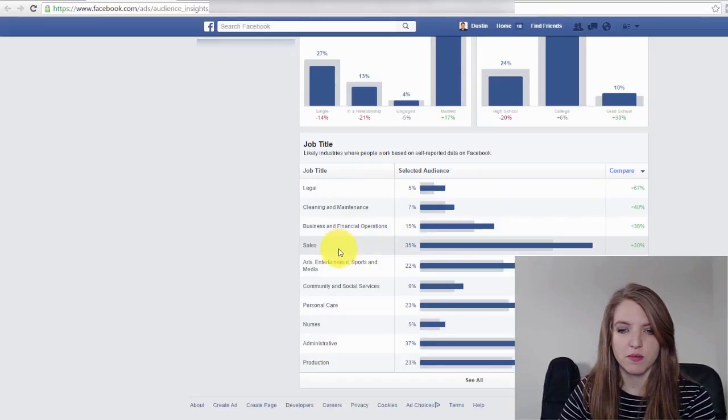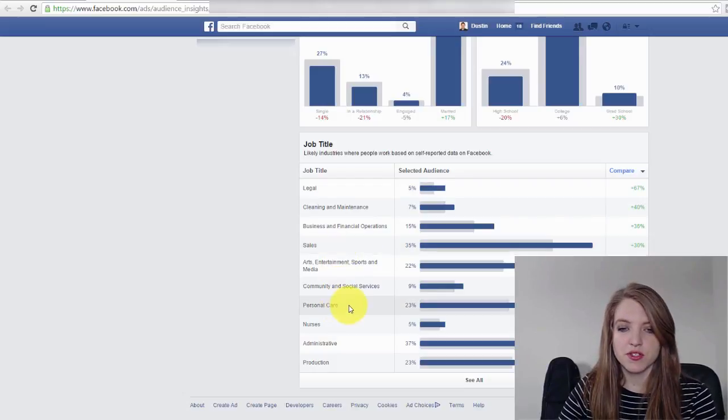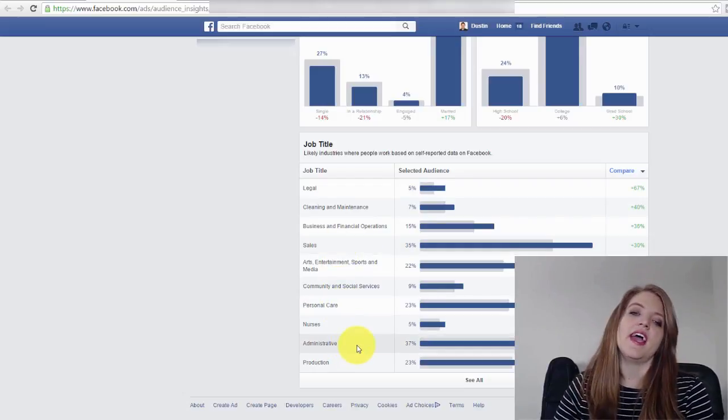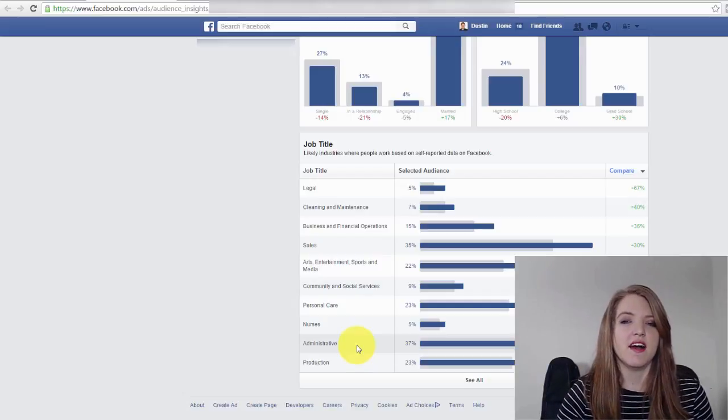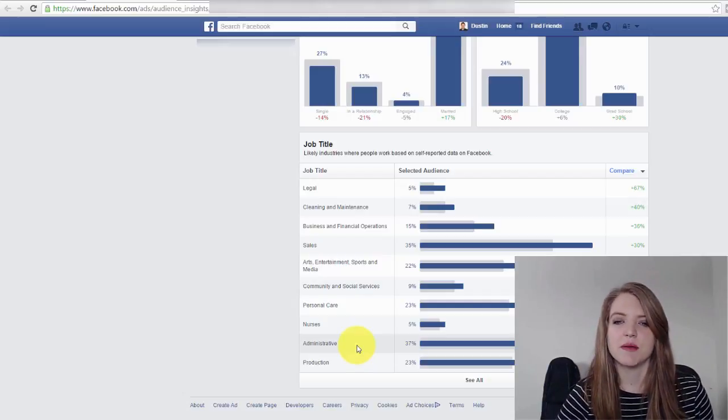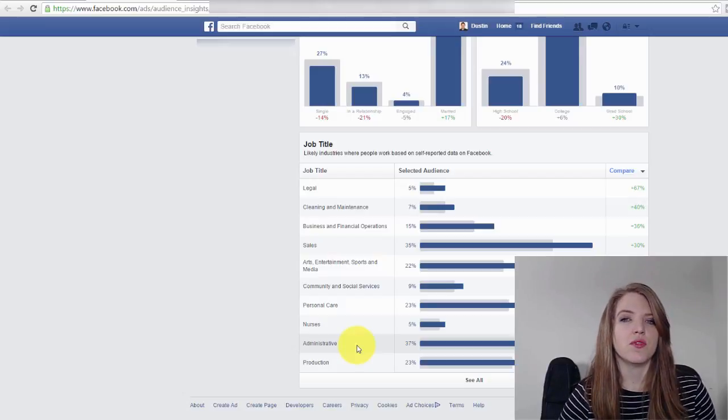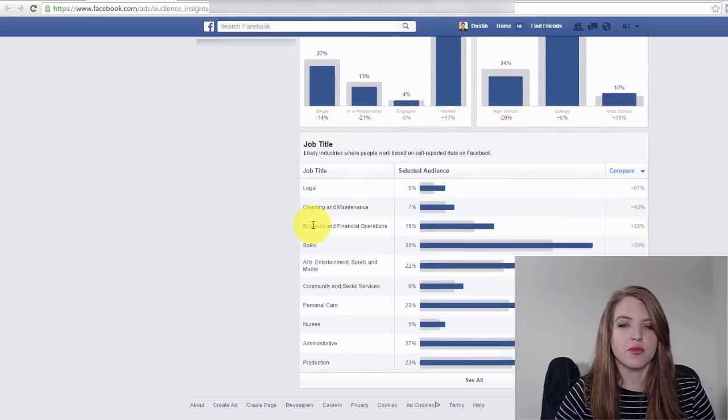So you can see a lot of people come from sales backgrounds, personal care, administrative, and knowing that information kind of just gives you an idea of the different types of situations that people are in their lives that are following these pages, and the goals and the dreams that they have. You can learn a lot about that through this data and just getting a feel for the types of things that they want to see.